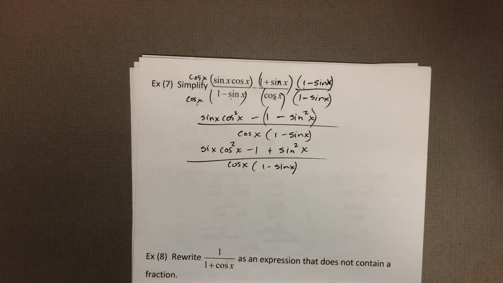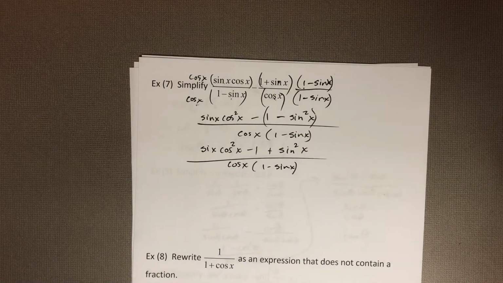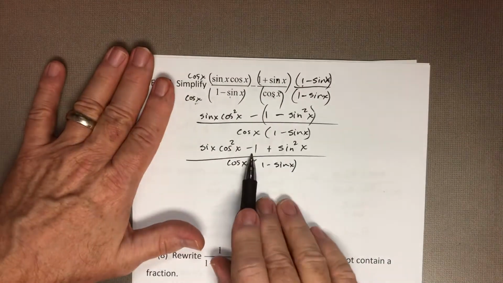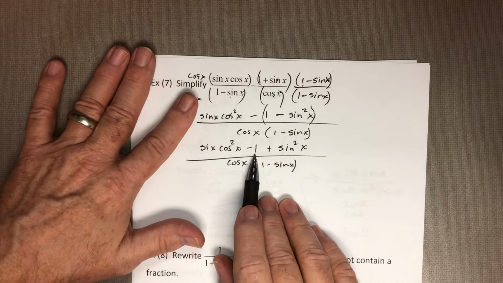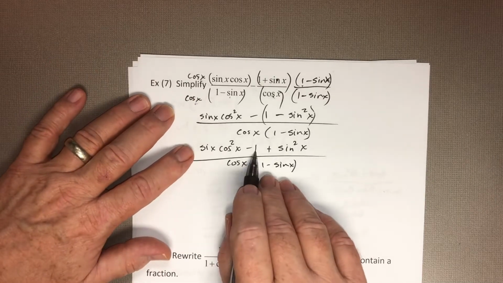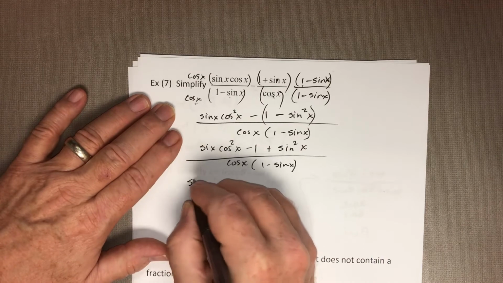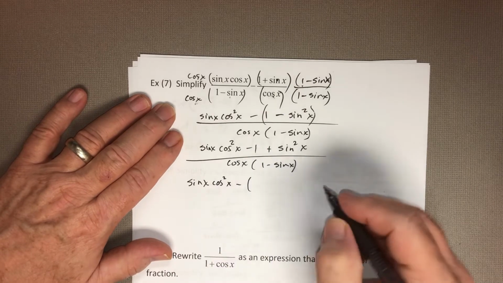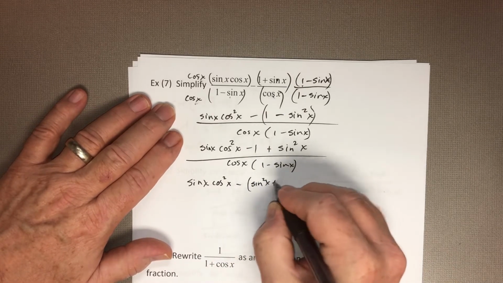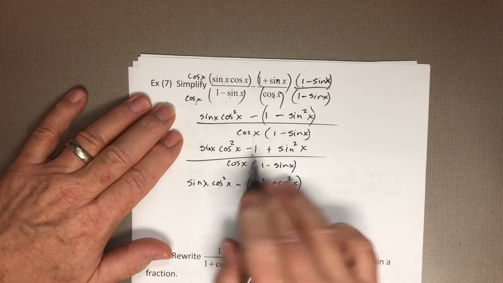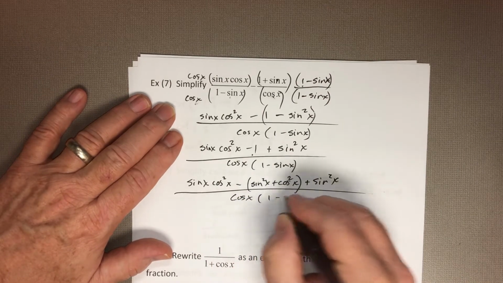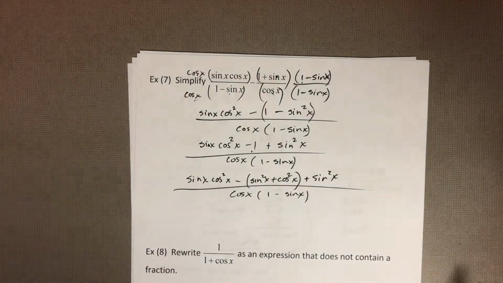Then I'm looking at that numerator up there. This 1 right here could be replaced with the sine squared of x plus the cosine squared of x. So I'm going to do that: the sine of x times the cosine squared of x minus the sine squared of x plus the cosine squared of x, plus the sine squared of x, all divided by the cosine of x times 1 minus the sine of x. And now I'm going to distribute.